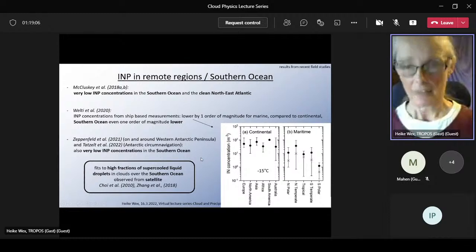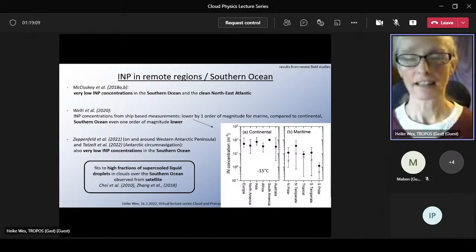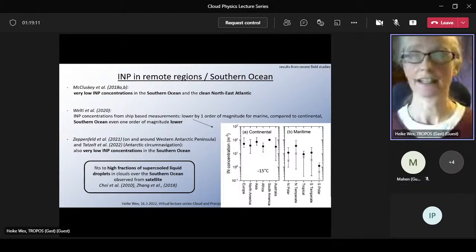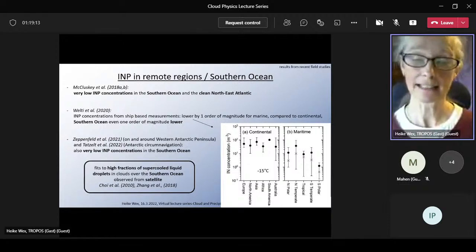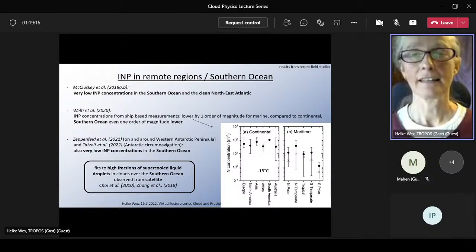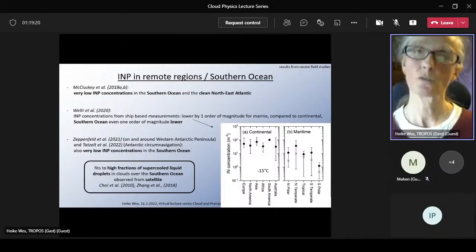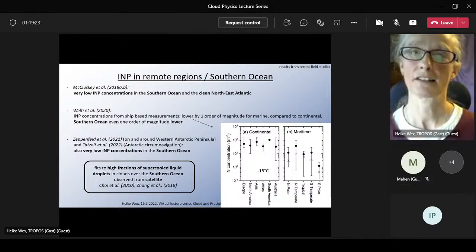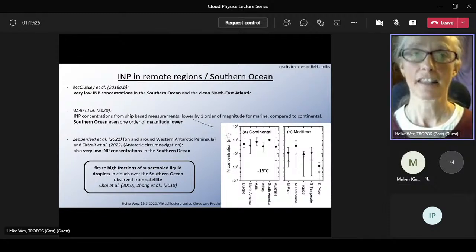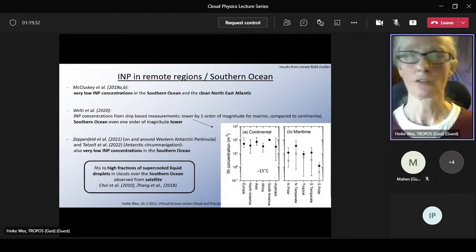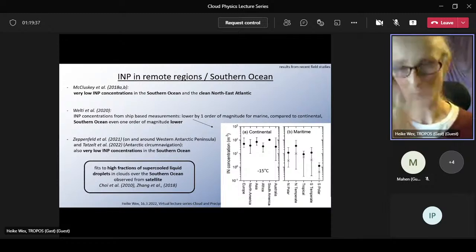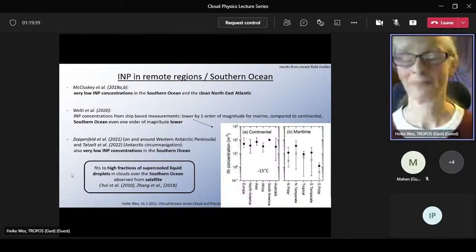So that's clear. Not many INP in the Southern Ocean, and that fits to an observation that has been often described based on satellite data. That is that in the Southern Ocean, we often have high concentrations of supercooled liquid droplets because it's assumed the Southern Hemisphere doesn't have so many terrestrial sources for INP, be it dust or biogenic INP. So droplets just don't freeze in these clouds there. So that part now gives a nice picture where everything seems to fit together.